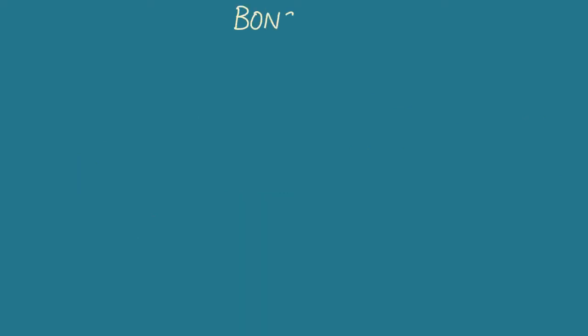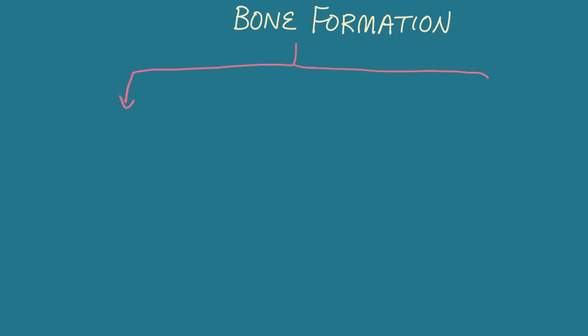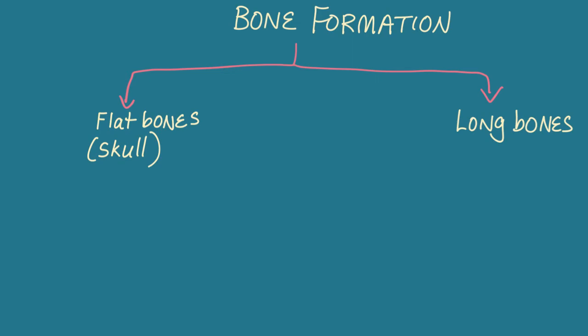Now let's take a look at the embryological formation of bones. Depending upon the type of bone that we're dealing with, the formation is different. We could be either dealing with flat bones, such as bones of the skull, or long bones, such as the femur, humerus, tibia, ulna, fibula, etc.